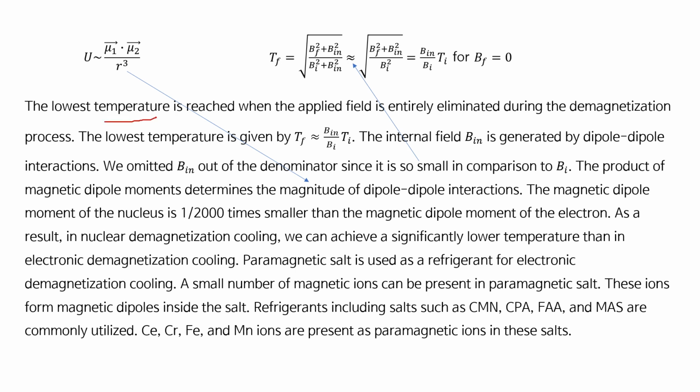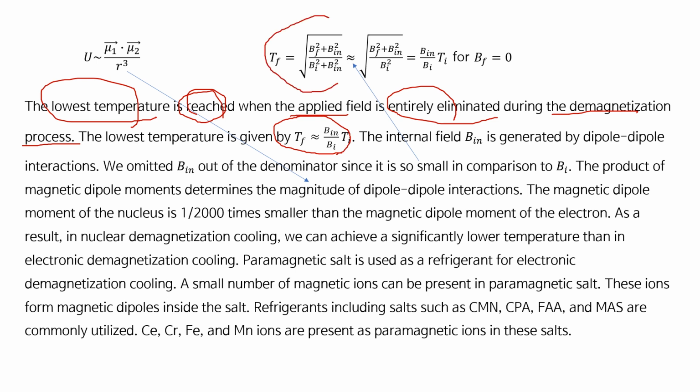The lowest temperature is reached when the applied field is entirely eliminated during the demagnetization process. So the lowest temperature is given by this equation.